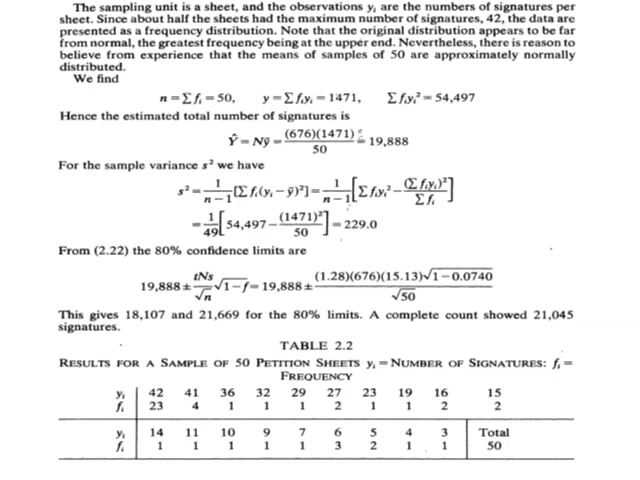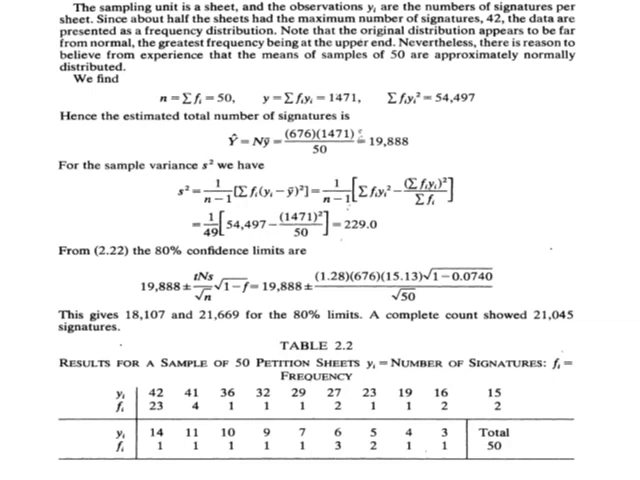19,888. For the sample variance small s square, we can substitute in the rule for s squared and get the value equal to 1 over n minus 1, which is 1 over 49, times 54,497 minus 1,471 square over 50, which is all equal to 229.